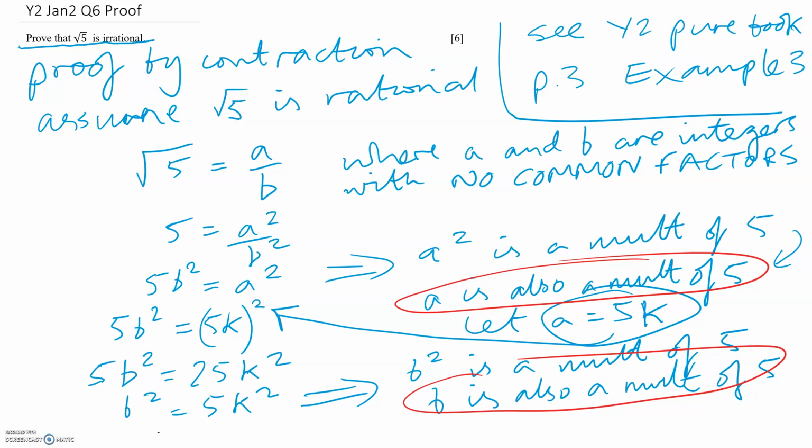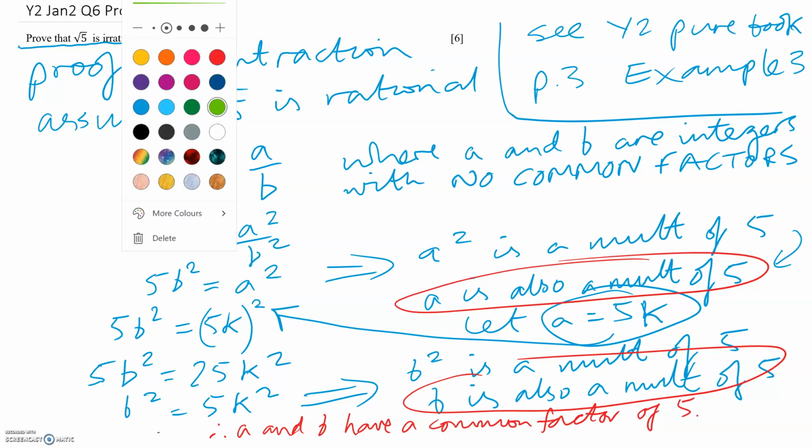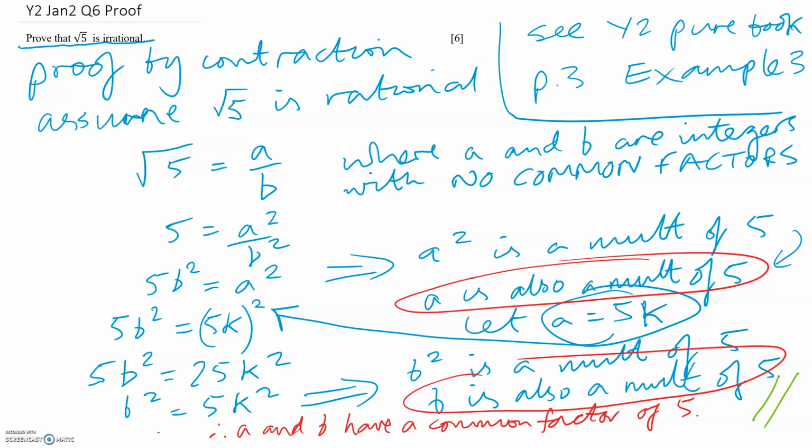Okay, so therefore a and b have a common factor of 5. Now this is a contradiction. I like to use this symbol for contradiction. That is a contradiction. So that means that our original statement must be true. Okay, so should really write this down at the bottom. Therefore, root 5 is irrational.